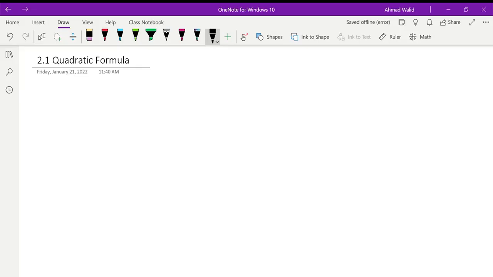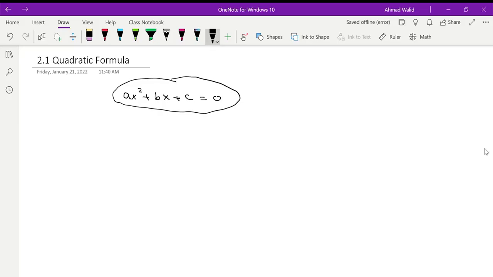Remember, on the first day of lecture, I put the general form of the quadratic equation for you, which was ax squared plus bx plus c equals 0. On the second lecture, I talked about completing a square. Let's apply completing a square on the general form of the quadratic equation. It means on this equation, correct?